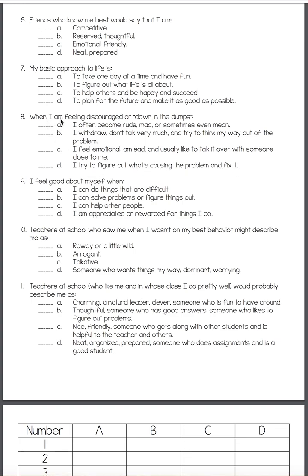So when I'm feeling discouraged or down in the dumps, A, B, C, D, 4, 3, 2, 1, which is least like you? That's a 1. The next least like you, that's a 2. Which is most like you? That's a 4. And what is the next most like you? That is a 3. We're almost done.